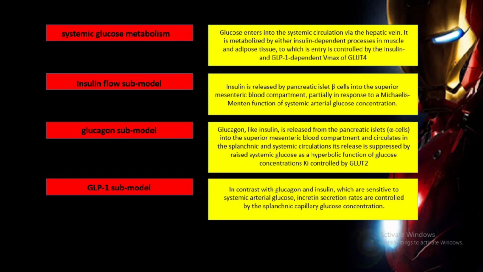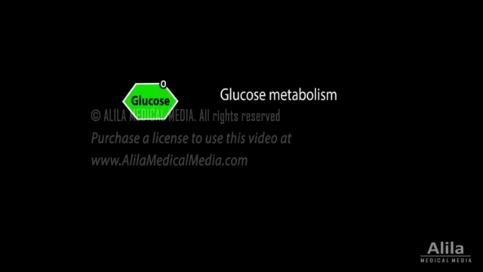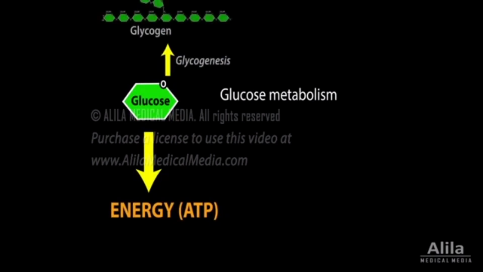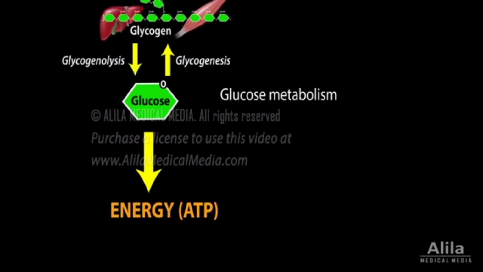There are four main components of the model of glucose circulation and metabolism, which are systemic glucose metabolism, insulin flow submodel, glucagon submodel, and GLP-1 submodel. Systemic glucose metabolism: glucose enters into the systemic circulation through the hepatic vein. It is metabolized by an insulin-dependent process in muscle and adipose tissue.